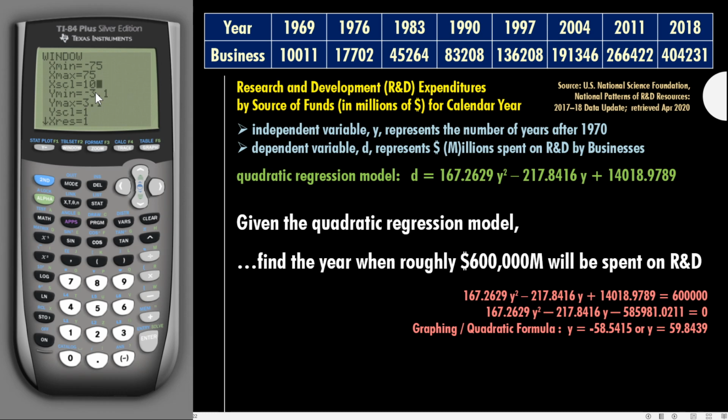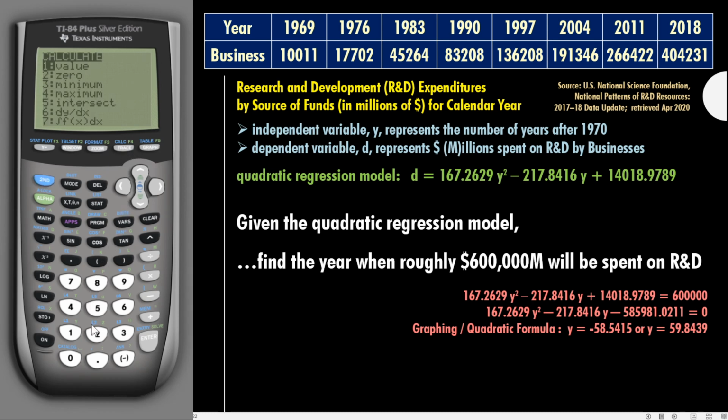I'm just going to go for down here, I'm going to go 1 million. And for my y max, I think I'm going to go 1 million. I don't think I need my y scales to go by ones. In fact, I think I'll just go 500,000 and keep it pretty simple. We're going to go ahead and hit graph. There's our parabola. I'm going to go ahead and hit second trace.